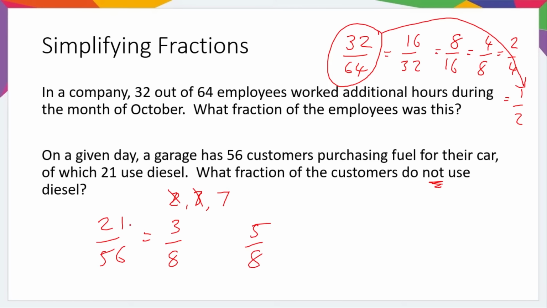Or alternatively, if you know that 21 use diesel, you can work out the number that do not use diesel, which is 56 minus 21, which is 35. And now we're looking to simplify 35 56ths. I think the maths is a little bit harder now because we've got a bigger number, and we've also had to do some subtraction. But again, dividing both numbers by 7, 35 divided by 7 is 5, and 56 divided by 7 is 8.